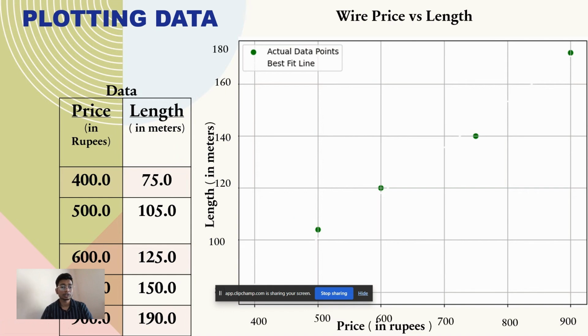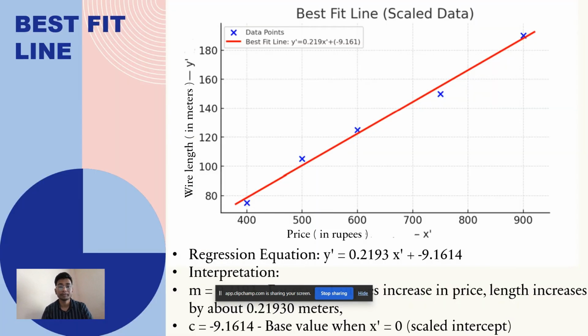Here we can see a simple plotted graph where we have plotted the data as price on the x-axis and length on the y-axis. However, all these points don't lie on the same line. This is where the best fit line can help us get a more accurate prediction. Here the data are uneven and not in a single line. So, using regression, we can find an approximate line that fits our data best.